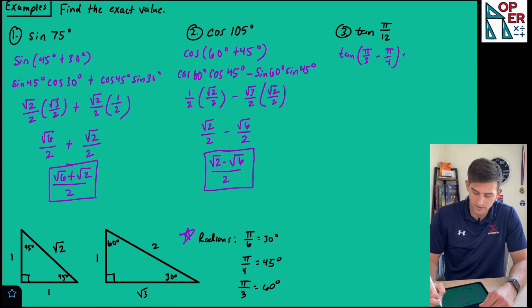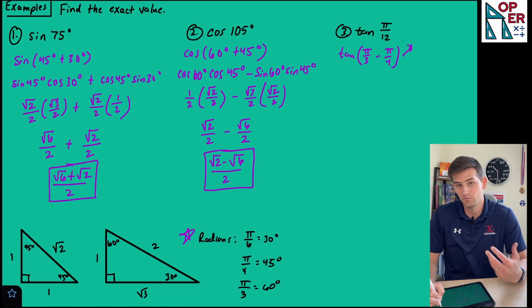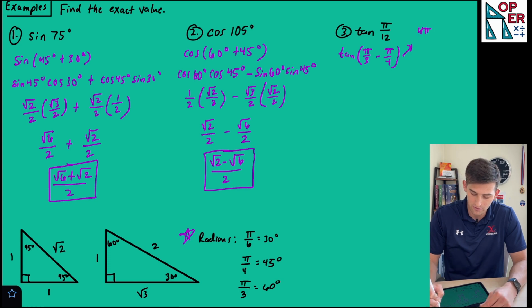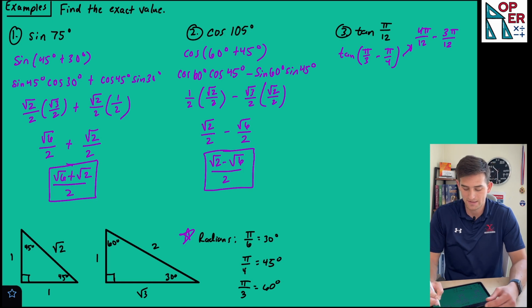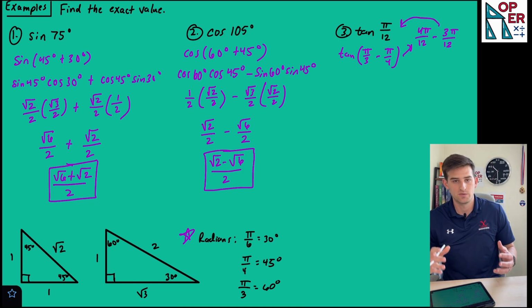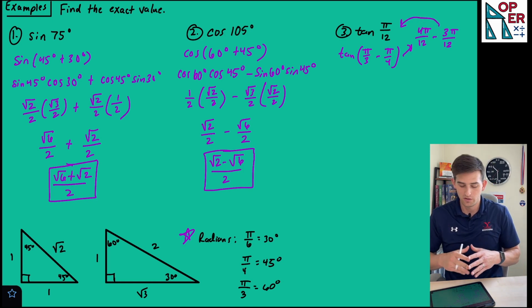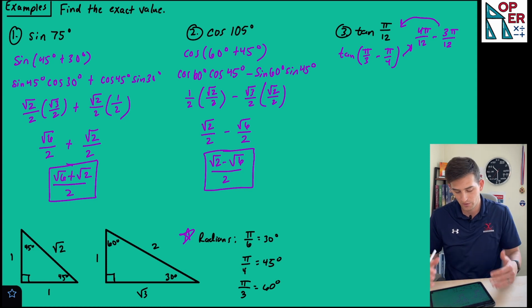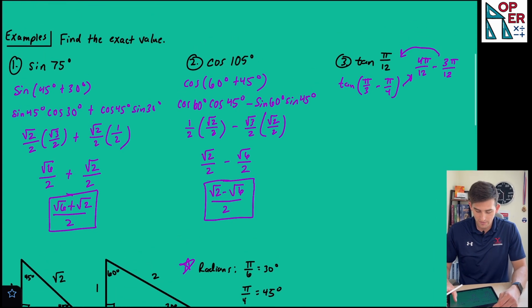Now, that value inside that difference there should be equal to pi over 12. Well, if we went over here to the side and wrote these as fractions with a common denominator, it would be 4 pi over 12 minus 3 pi over 12, right? And that's what gives us our pi over 12. So we know pi over 3 minus pi over 4 would equal pi over 12, and we're good to go. So now we have a difference formula.